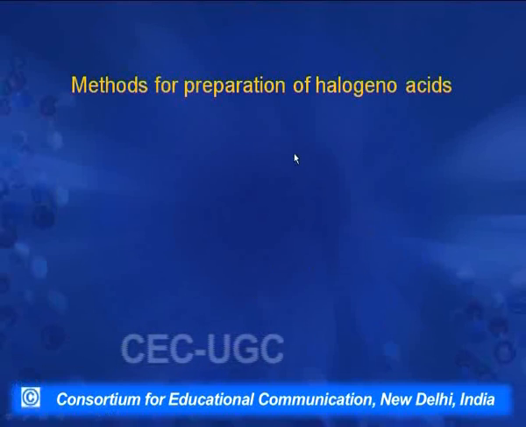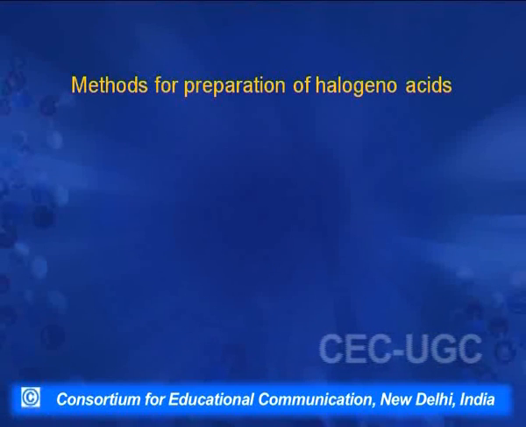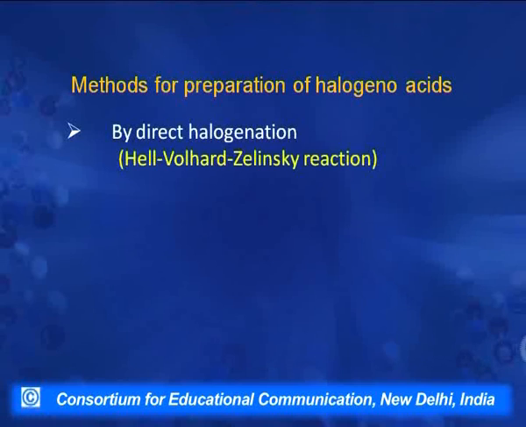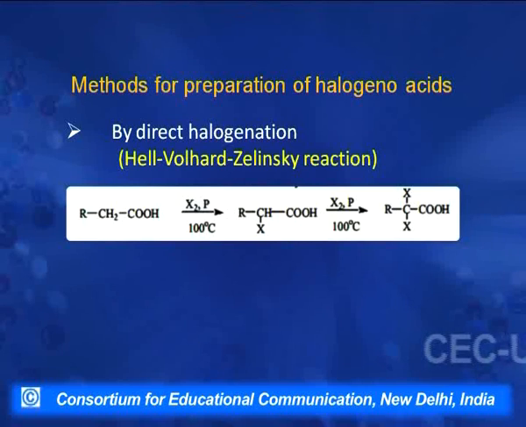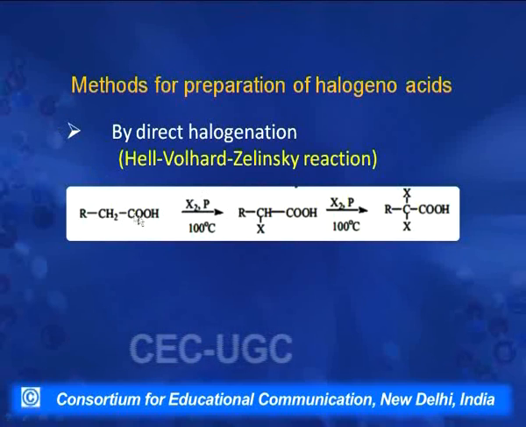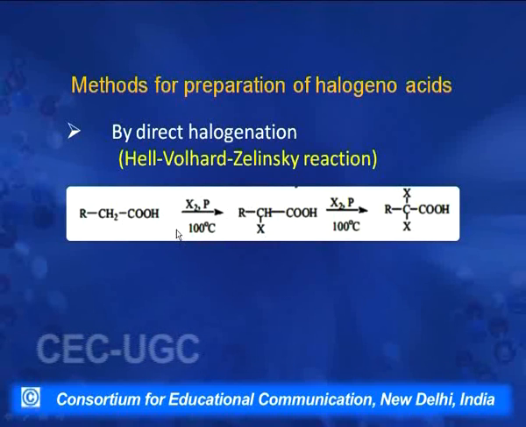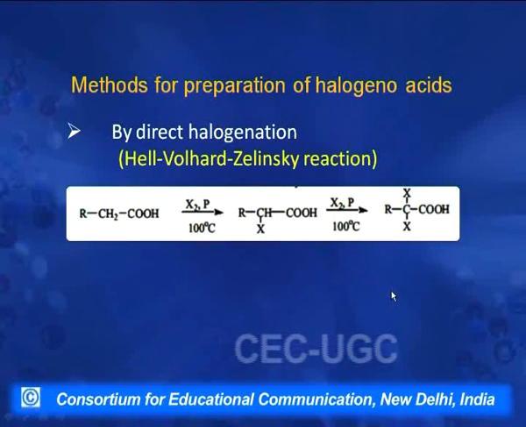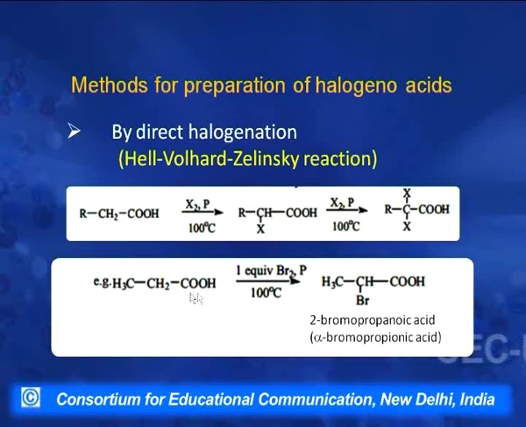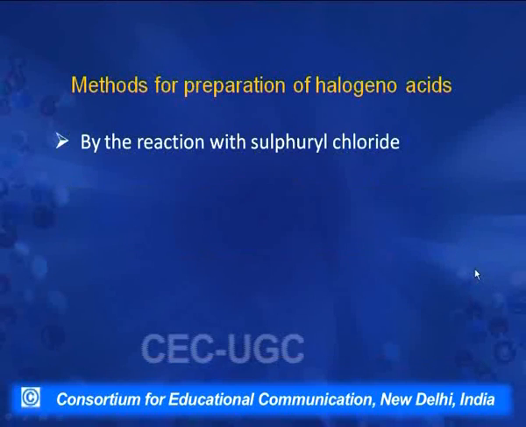Now, as far as basic methods for the preparation of halogeno-substituted carboxylic acids are concerned, they include the Hell-Vollard-Zelinsky reaction. This reaction we have discussed as a property of carboxylic acid, where halogen gets substituted on the alpha carbon when a carboxylic acid containing alpha hydrogen is treated with halogen in presence of red phosphorus. If there are more than one alpha hydrogen available with excess of halogen, di or tri substituted derivatives can also be obtained. For example, this is propanoic acid. When it is treated with one equivalent of bromine, we will get 2 bromo propanoic acid.